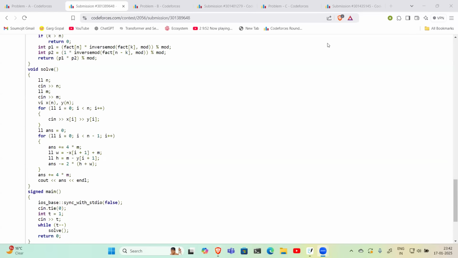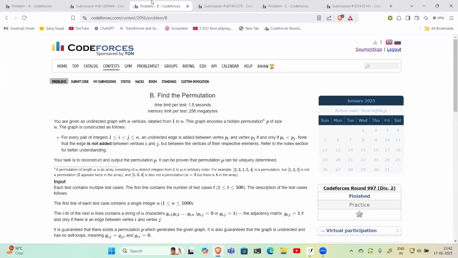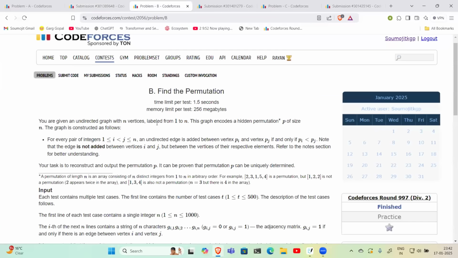Okay, great. So if it's clear for everyone, then we can start with the second problem. Okay, so let me read this problem.